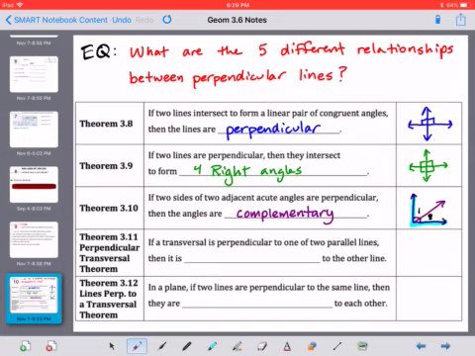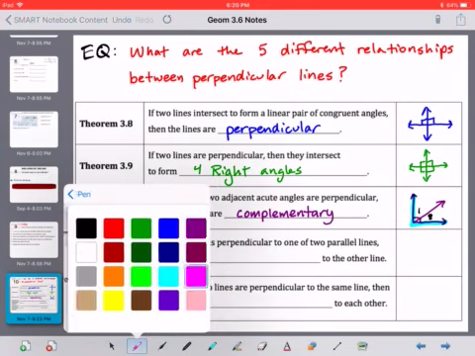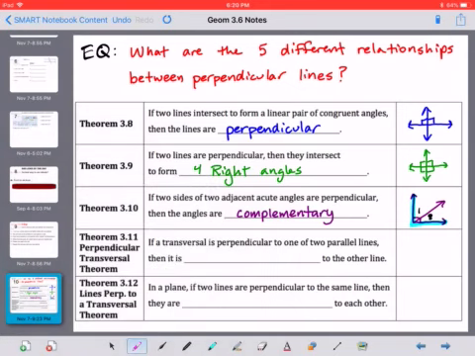All right, the last 2 theorems are kind of tricky, but they're actually the most useful to us. So we got to take these and look at them carefully here. Theorem 3.11 says if a transversal is perpendicular to one of 2 parallel lines, then it is perpendicular to the other line. So let's look at that.